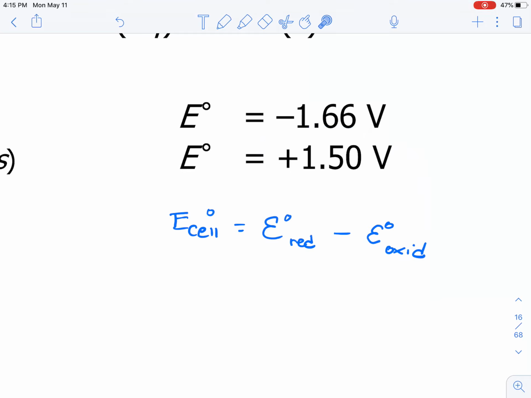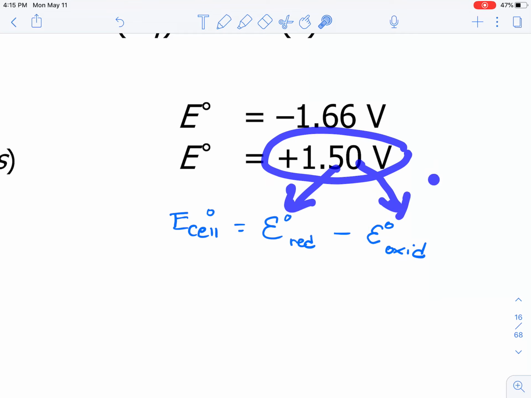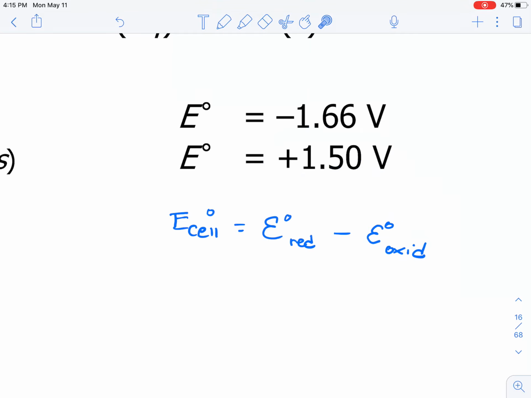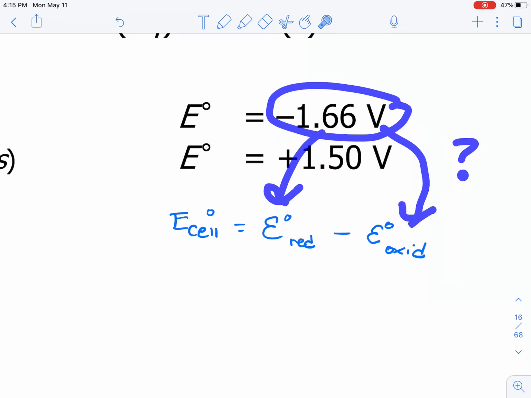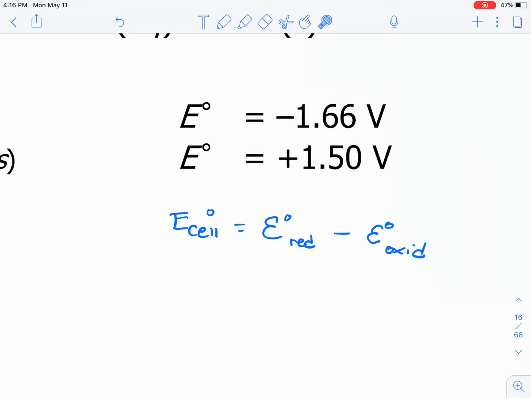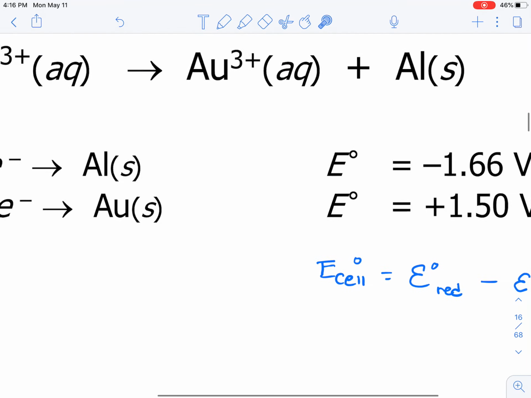We need to figure out whether this 1.50 volts goes in the front or goes in the back. The same thing can be said for this negative 1.66 volts: is that value going to go in the front, or is it going to go in the back? The only way that we can deduce that is to figure out which half reaction is undergoing oxidation and which half reaction is undergoing reduction.